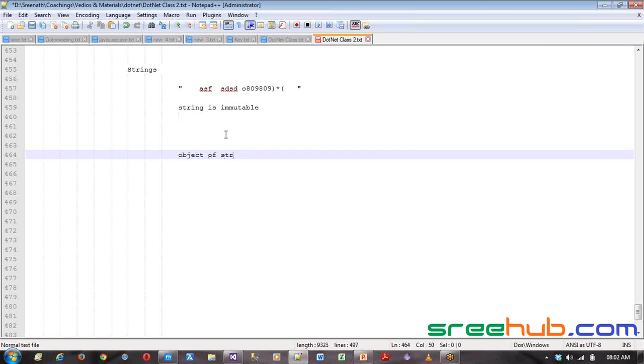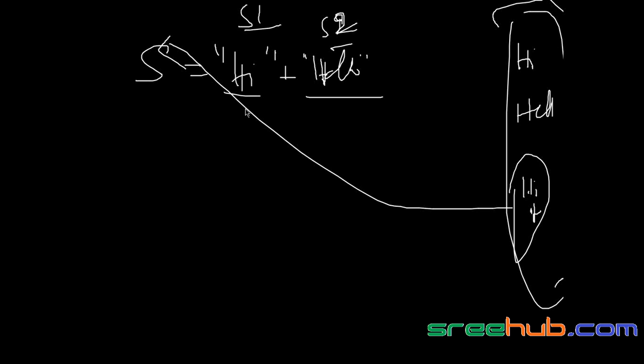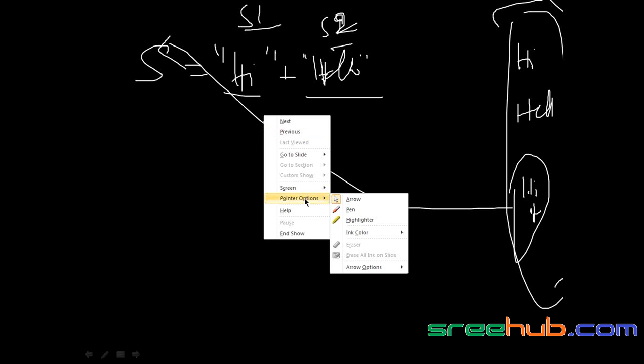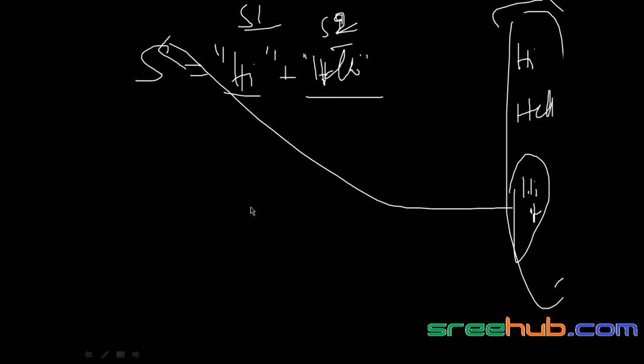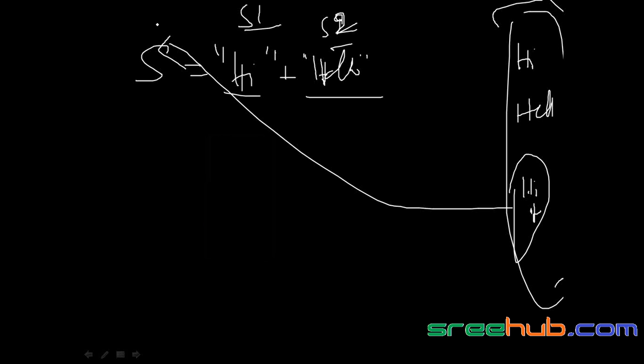Now when I say creating an object of string, previously we have seen something which, let me take a pointer here. If you assign a string, it will create a separate memory in your heap.